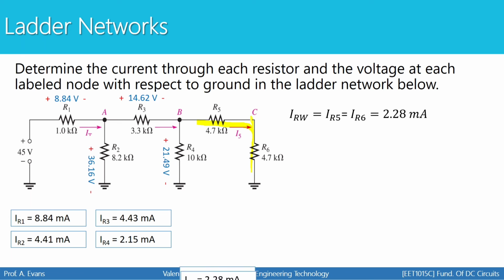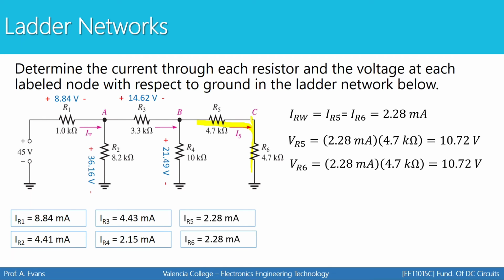Once I know that, I can find the voltage for R5 and R6. They happen to have the same voltage because they have the same resistance value and the same current. And there's my final label showing each voltage.